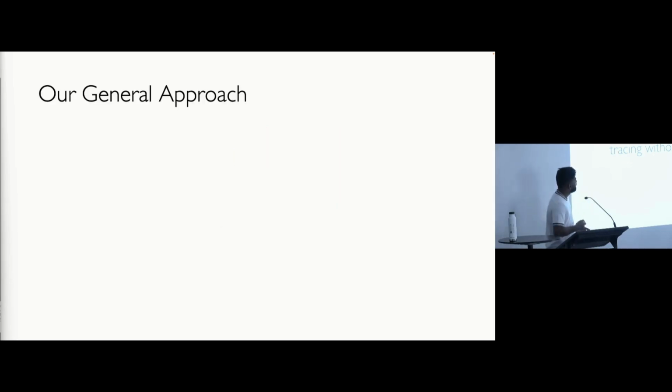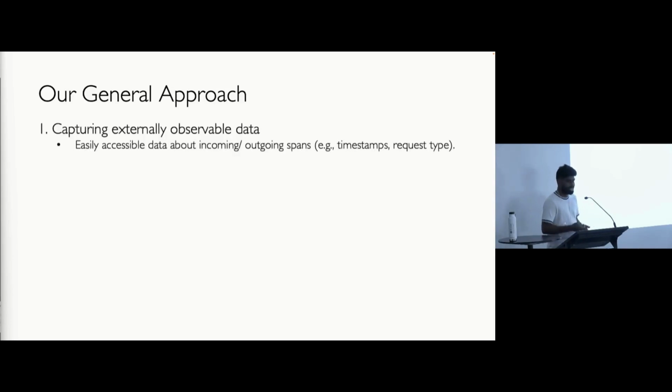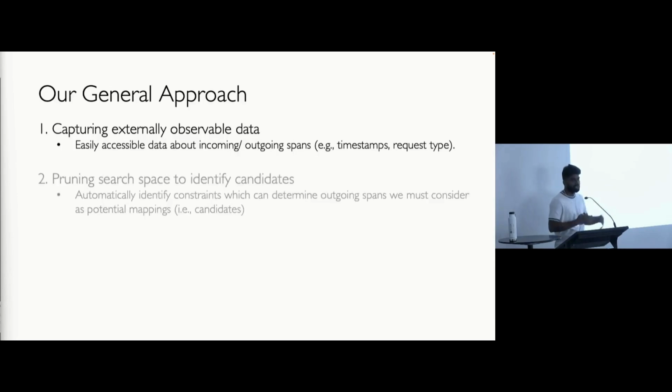All right, so our general approach is as follows. We start with capturing all the externally observable data that we can get for free, so easily accessible data about incoming and outgoing spans. For example, timestamps, the type of the request, and so on and so forth. What this data gives you is a list of all the incoming spans and the outgoing spans. So you have a collection of all this data. Then, for every given incoming request, you can now map it to any outgoing request, right? So you need to basically have a way to prune this search space.